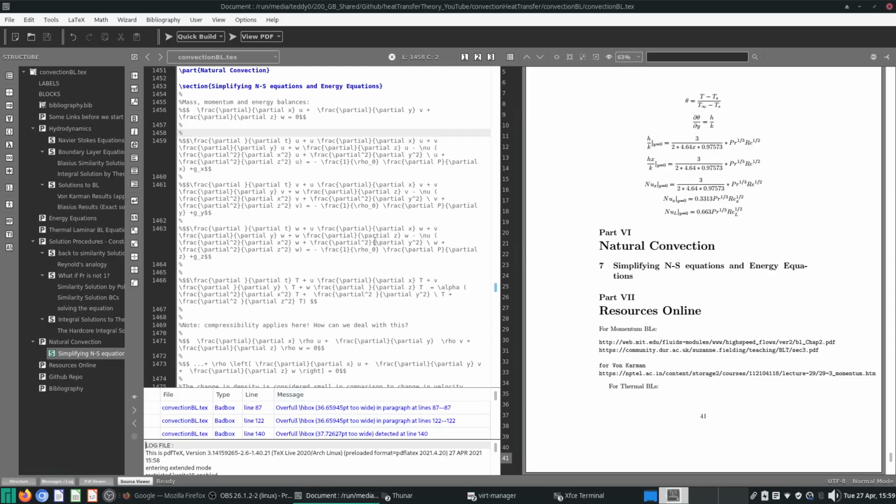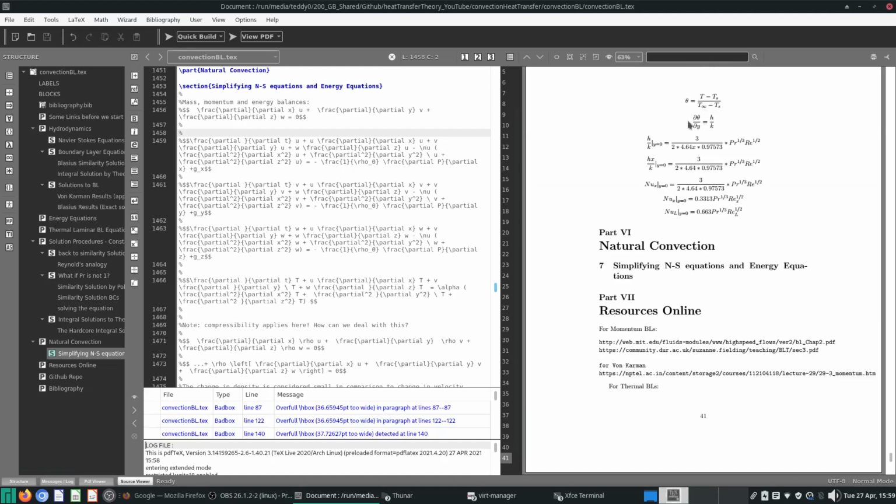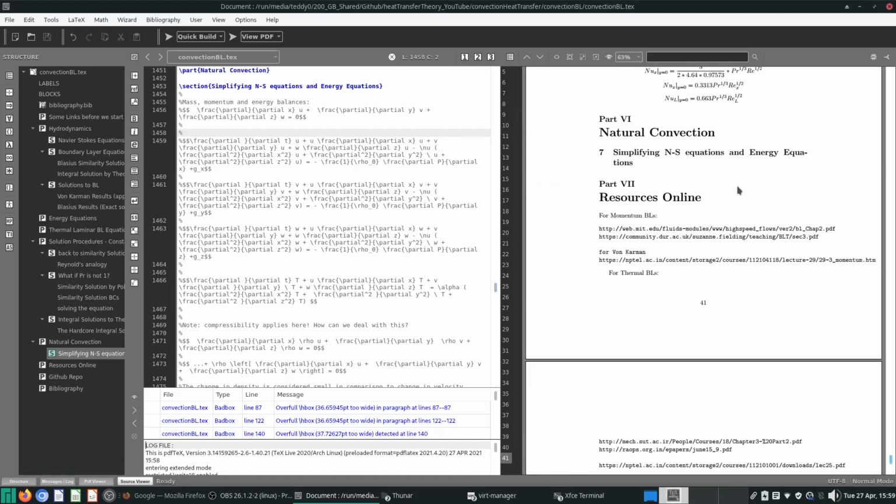Today we're going to talk about natural convection boundary layers. Last time we talked about forced convection. Now let's move on to natural convection. Okay, so where do we start? We start out from our basic principles again. They are the usual mass, energy, and momentum balance.